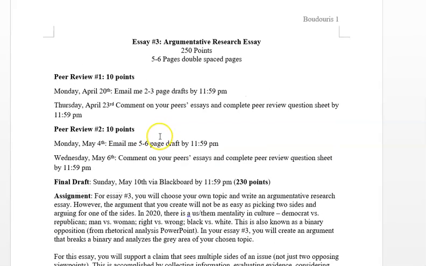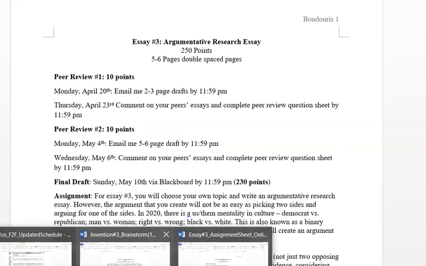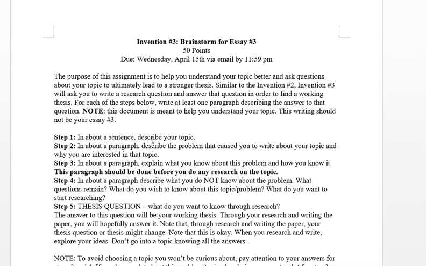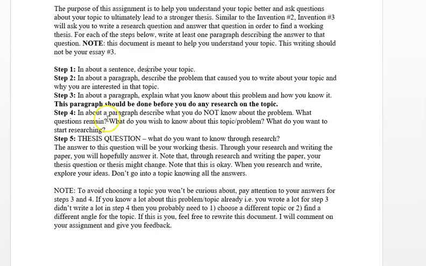Okay, so this is the essay number 3 assignment sheet. You can also look at the invention number 3 assignment sheet. This is similar to invention number 2, but very much different. In about a sentence, you should describe your topic. What is your topic? If you're writing about climate change, you write about climate change. If you're writing about service dogs, you write about service dogs. Just in about a sentence, tell me what it is you're interested in writing about.